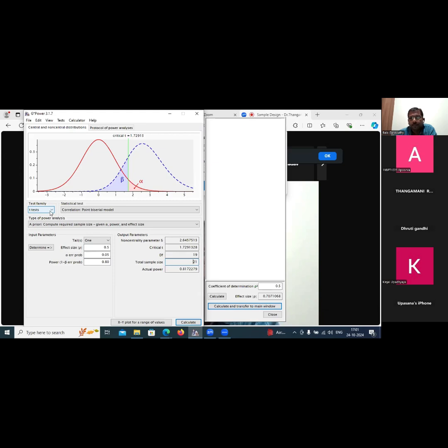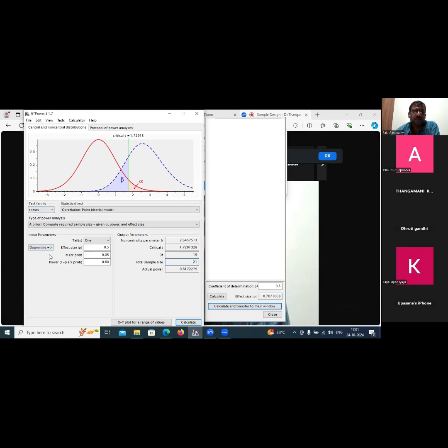If it is ANOVA, partial eta square is called the effect size. You run the pilot study data and partial eta square will come. That partial eta square value you put here, you calculate the effect size, you shift it here, and it will calculate the sample size.